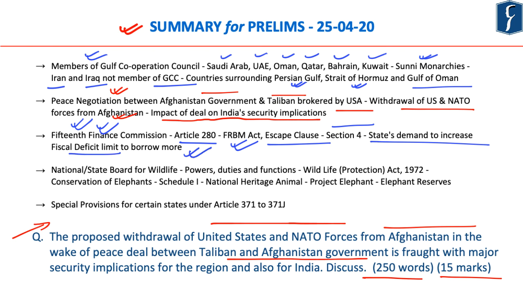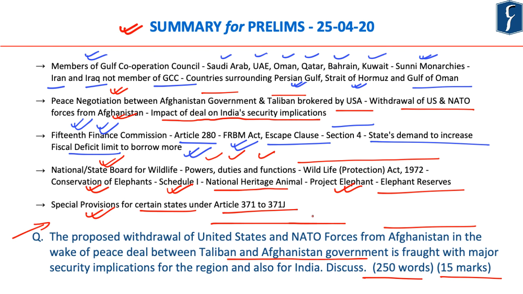Further, we also studied the National as well as State Board for Wildlife, their powers, duties and functions under the Wildlife Protection Act of 1972, conservation of elephants under Schedule 1 of the Wildlife Protection Act, the elephant as National Heritage Animal of India, Project Elephant and various elephant reserves. And lastly, we discussed special provisions with respect to certain states under Article 371 to 371J of the Indian Constitution. So these can be said to be the summary with respect to our prelims as well as mains examination for 25th April 2020.